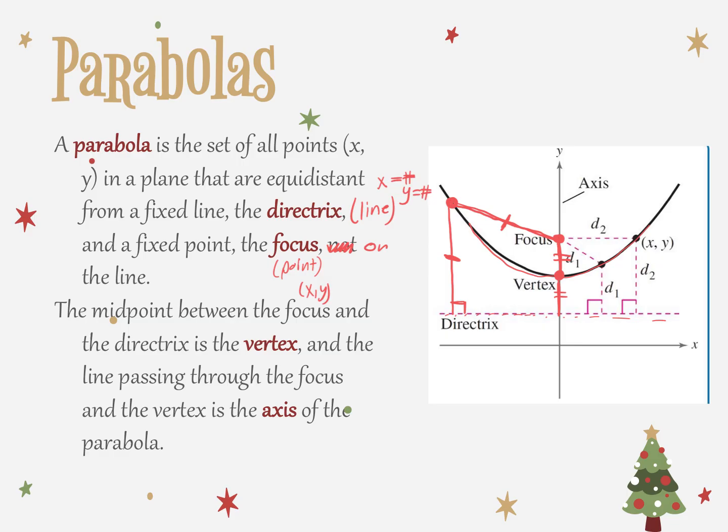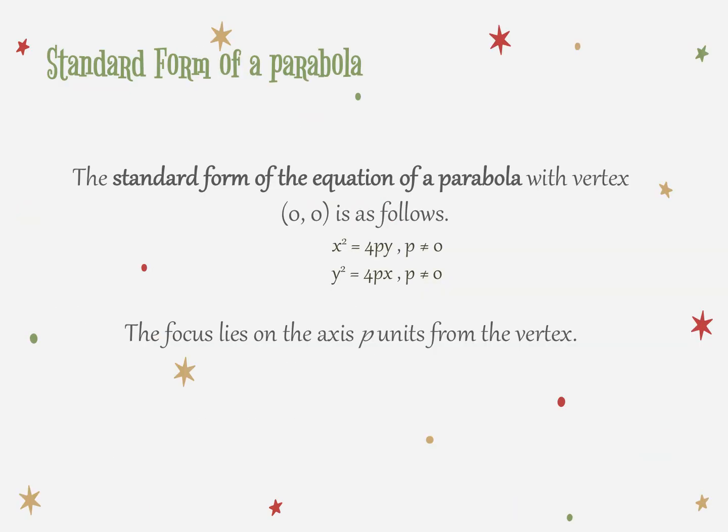And then I'll explain in the next slide how to actually find this information and why it is useful in graphing. All right, so this is the standard form of a parabola that is centered at the origin, so centered at (0, 0). It's going to look something like this. We have x squared equals 4py, and then we have y squared equals 4px.